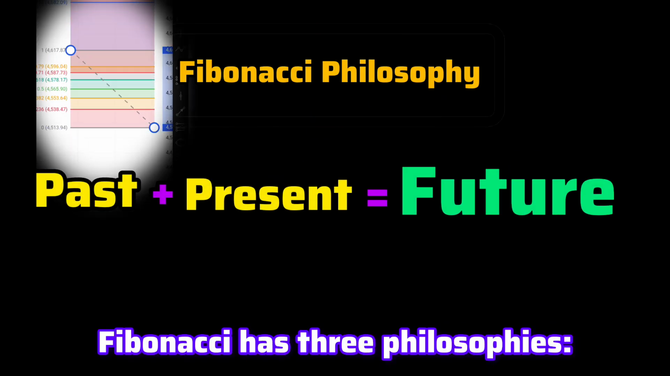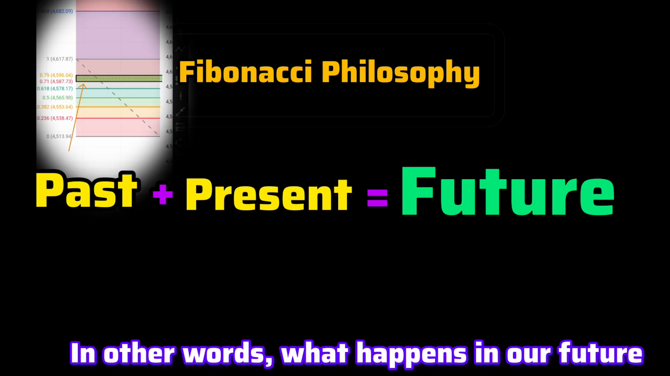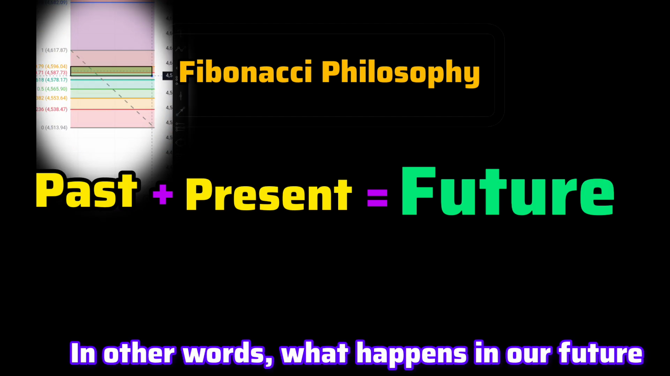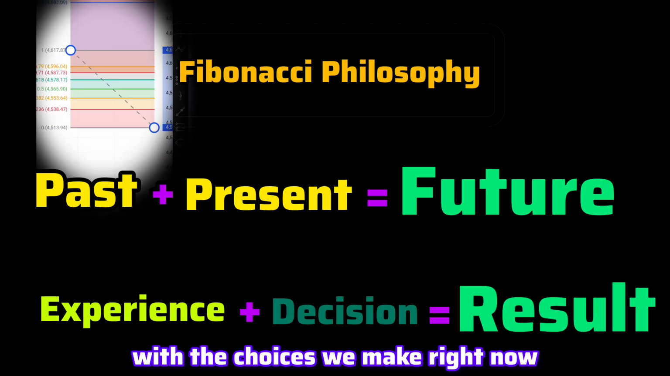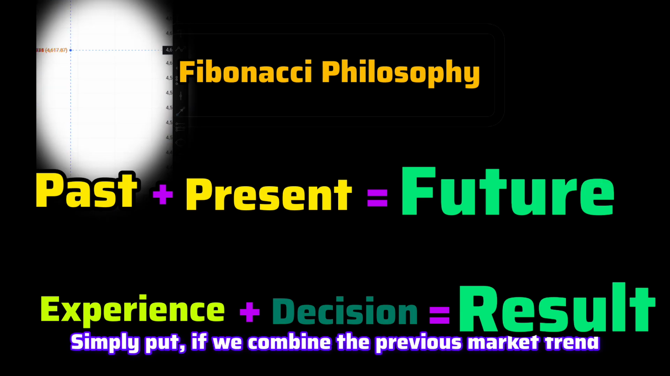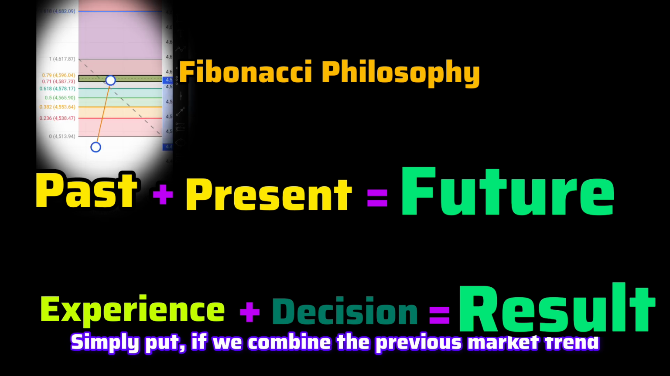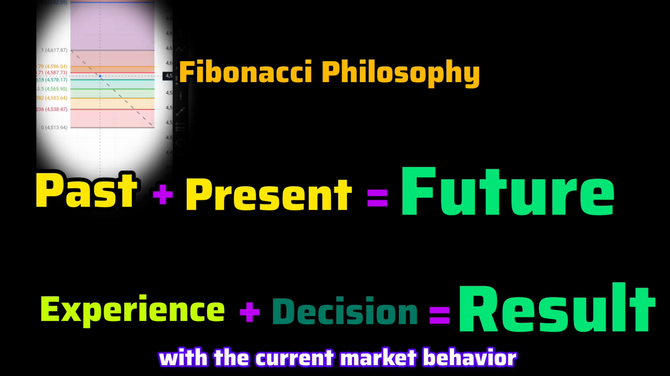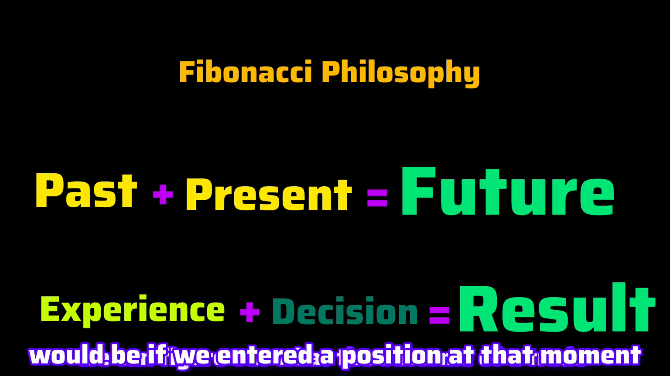Fibonacci has three philosophies. The future is a mix of your present and your past. In other words, what happens in your future depends on our past experiences combined with the choices we make right now. The same thing happens in trading. Simply put, if we combine the previous market trend with the current market behavior, we can figure out what the outcome of a trade would be if we entered a position at that moment.